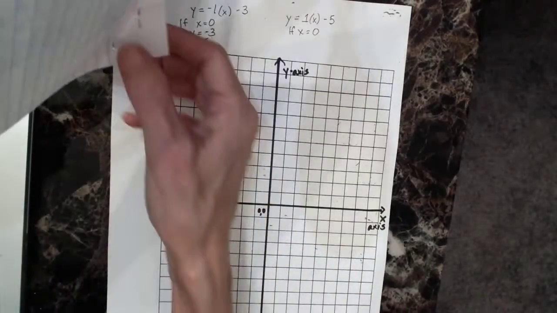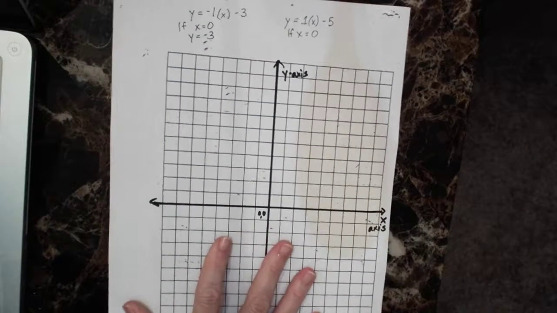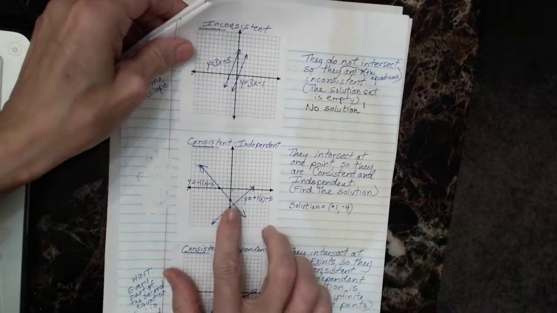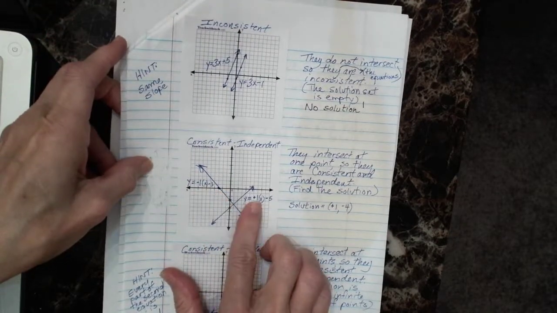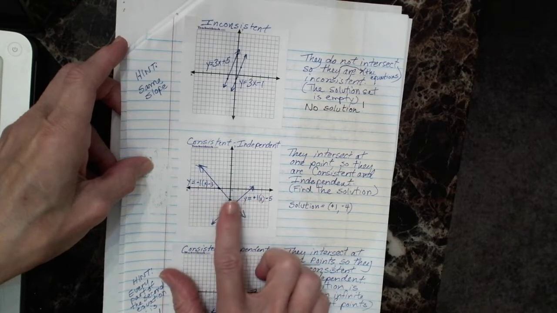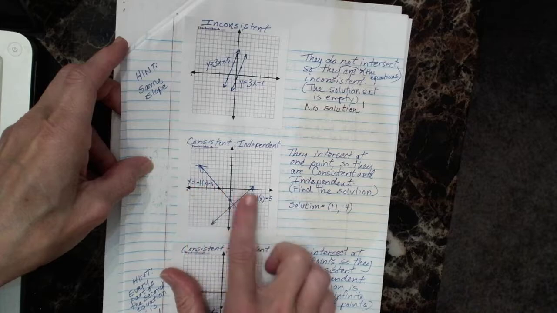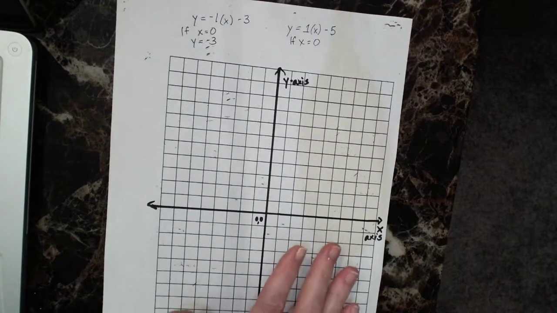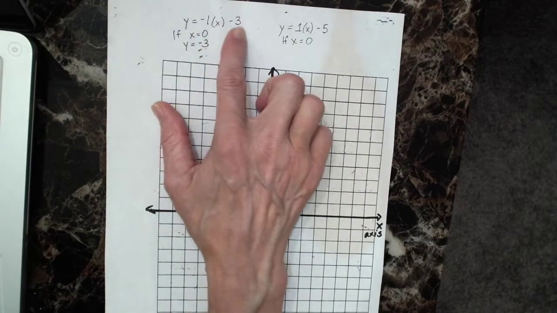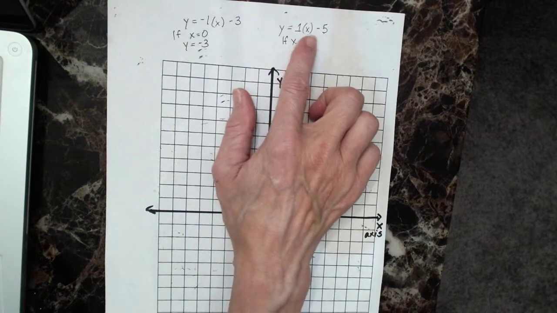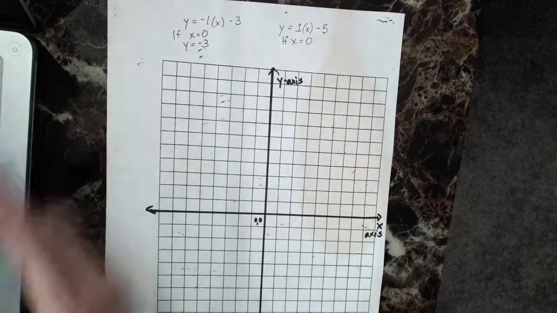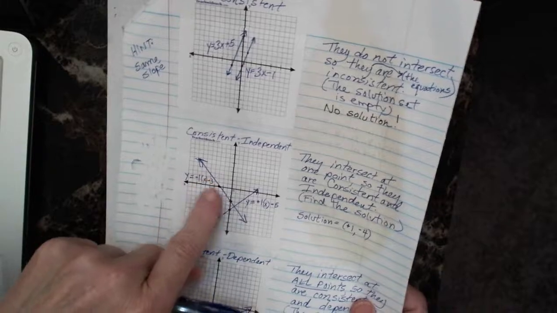When solving, for example, when graphing, for example, this second one, I'm going to teach you how to plot those points when given equations. So y equals -1x minus 3 and y equals 1x minus 5 are the equations that are here and here.